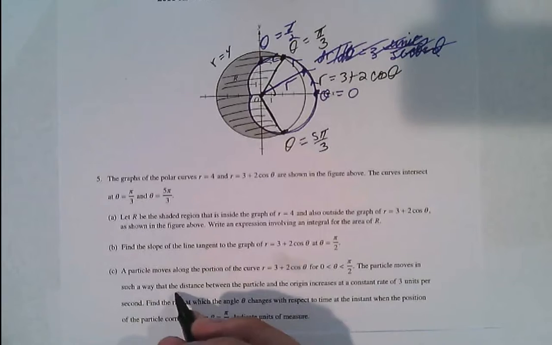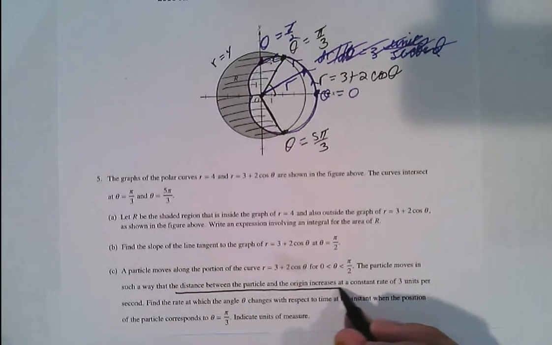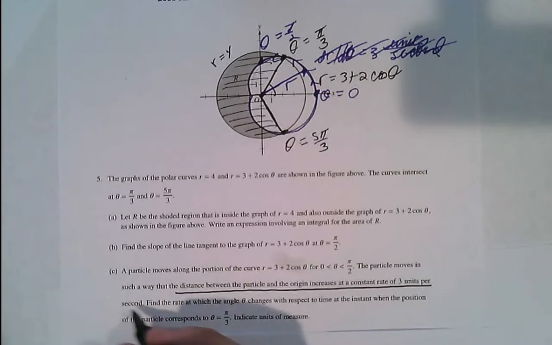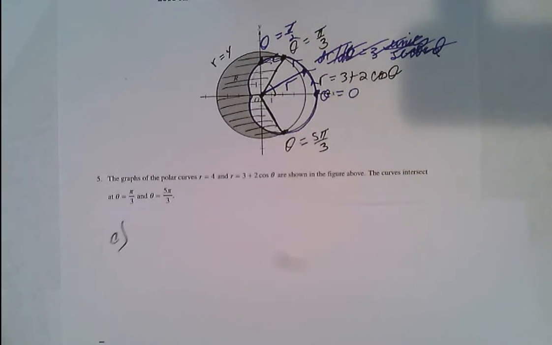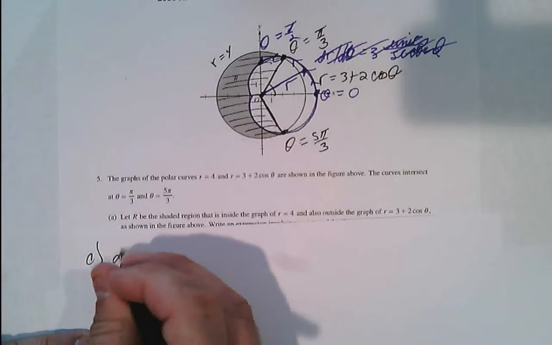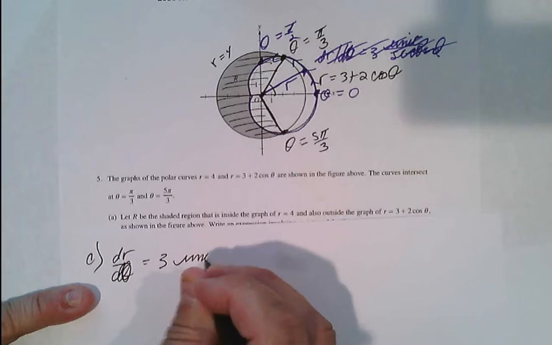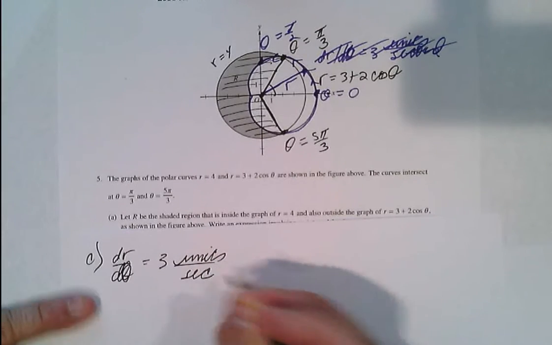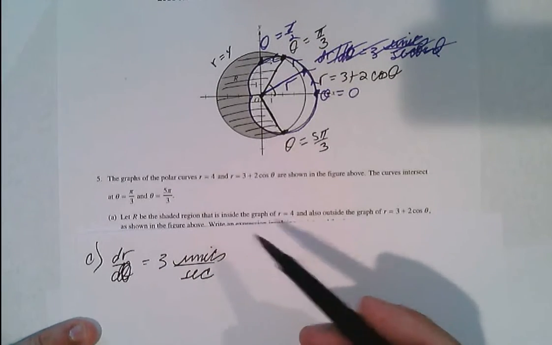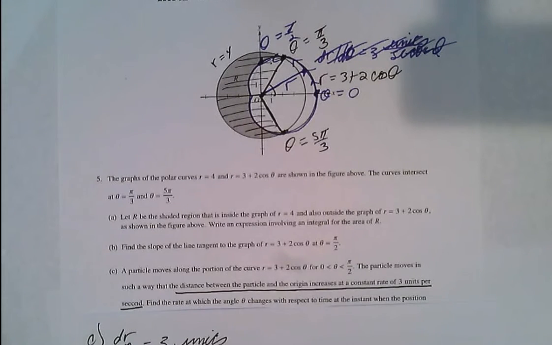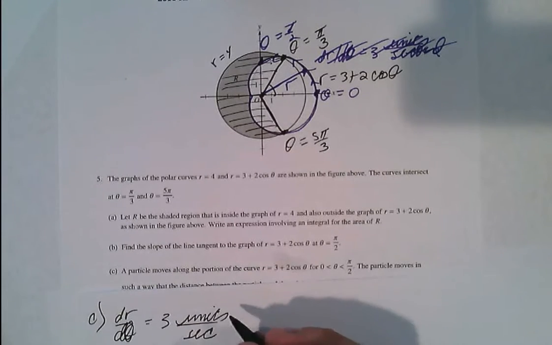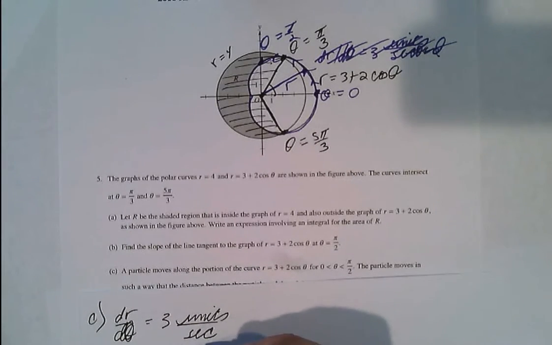Okay. The distance between the particle and the origin increases at a constant rate of 3 units per second. My mistake earlier is I said dr d theta equals 3 units per second. But that's not what the problem says. It says that the distance between the particle and the origin increases at a constant rate of 3 units per second. But if I look at the units here, I've got units per second.